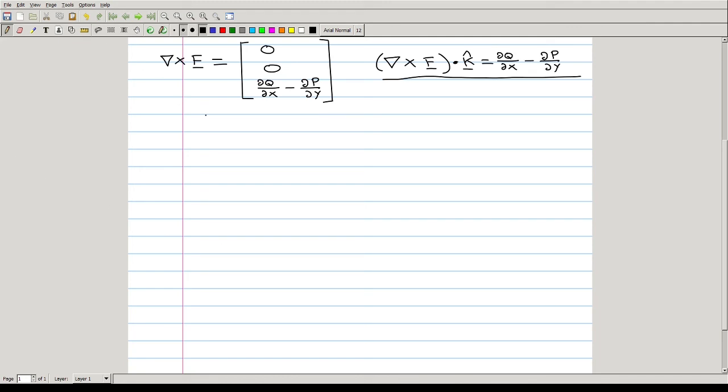What we're going to do is say, let the domain R be a bounded, simply connected region. What this means is basically that it's free of holes.